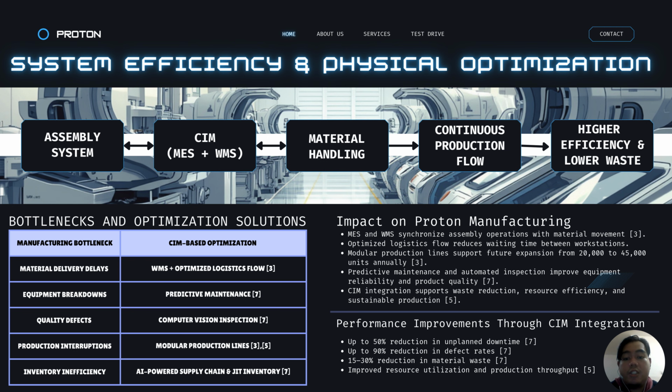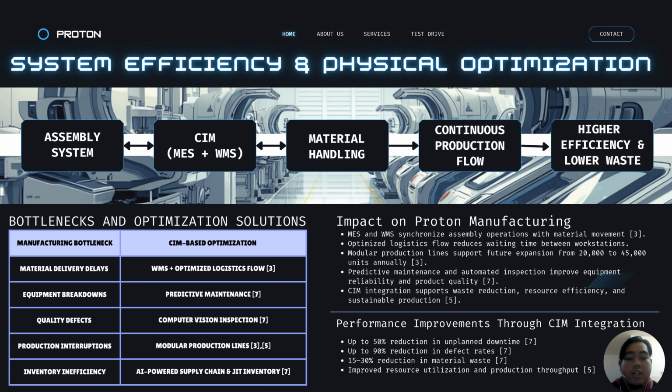System efficiency in Proton manufacturing environment depends on the effective integration of assembly and material handling system. Through CIM integration, manufacturing execution system and warehouse management system coordinate production activities, material availability, and logistic flow in real time. Several bottlenecks can affect manufacturing performance, including material delivery delays, equipment failures, quality defect, and inventory inefficiency.